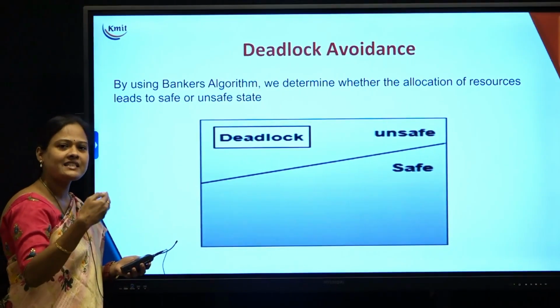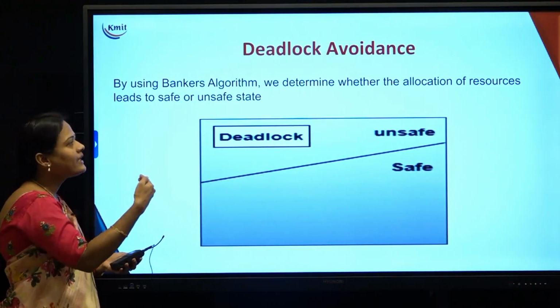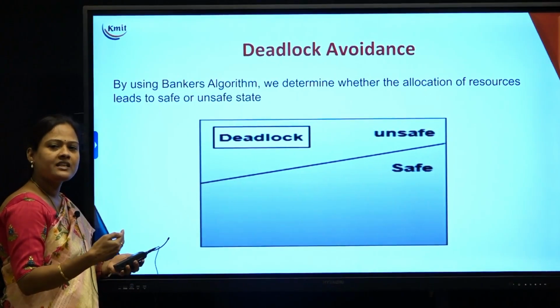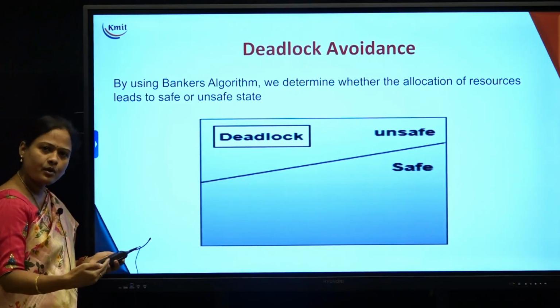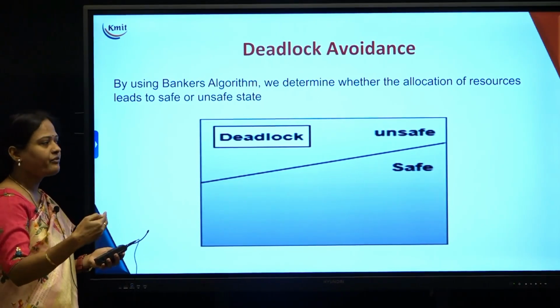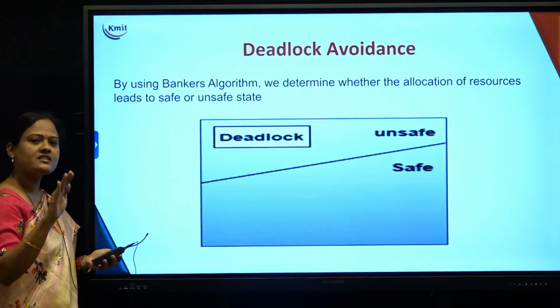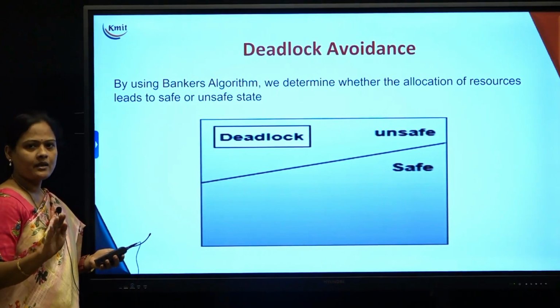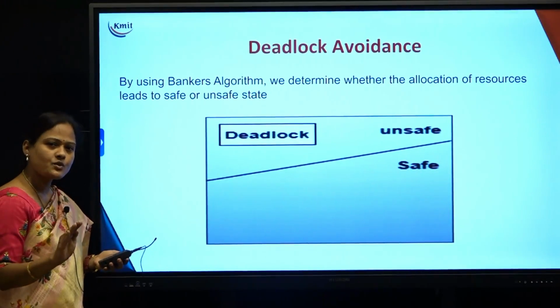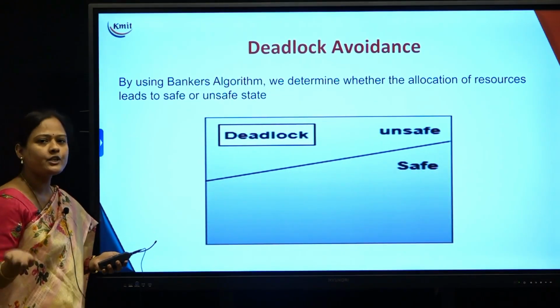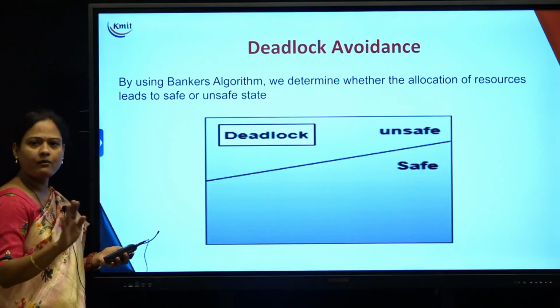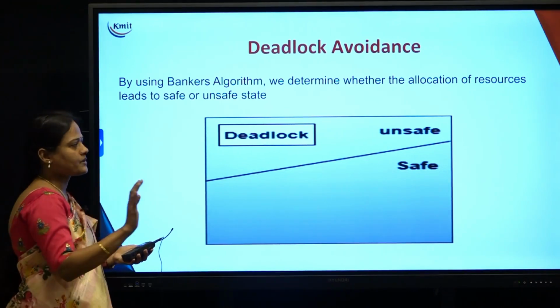So, at each stage of resource allocation, we apply the Banker's algorithm, checking whether the resource can be allocated to the requesting process or not. If by allotting it your process is in the safe state, you allot it. If by allotting that particular resource to a process, your process is moving to the unsafe state, meaning that it is leading to a deadlock, then we don't go for allotting that particular resource.